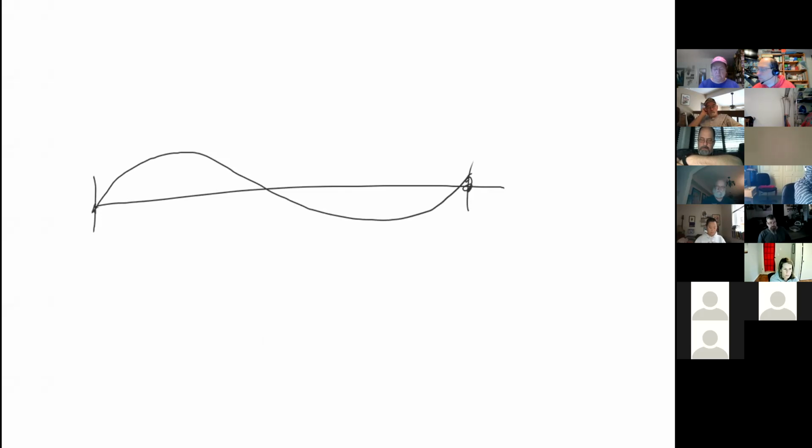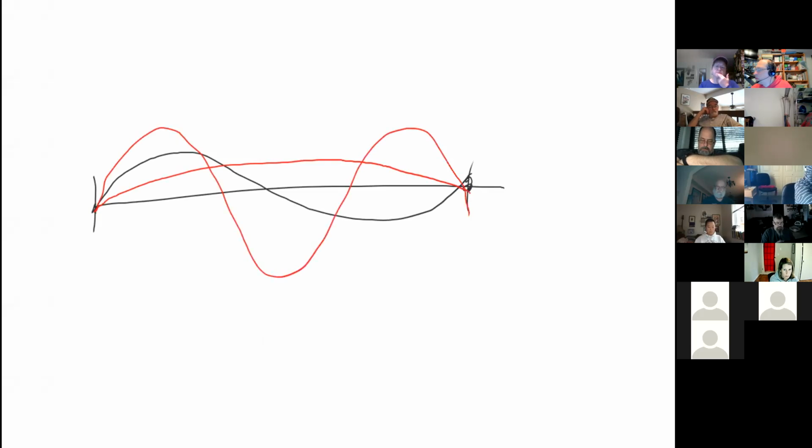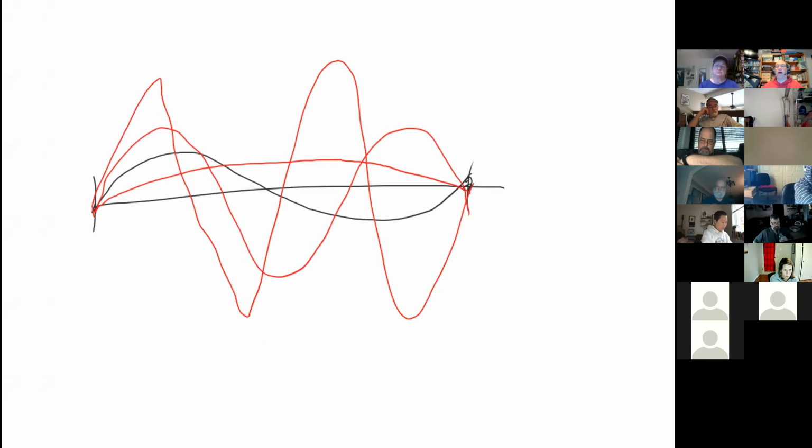If we fretted it properly, you would also have something that looked like this. You would also have something that looked like this. You would also have something that looked like this that could exist on that same vibrating string. Those are all harmonics. They're frequency multiples.